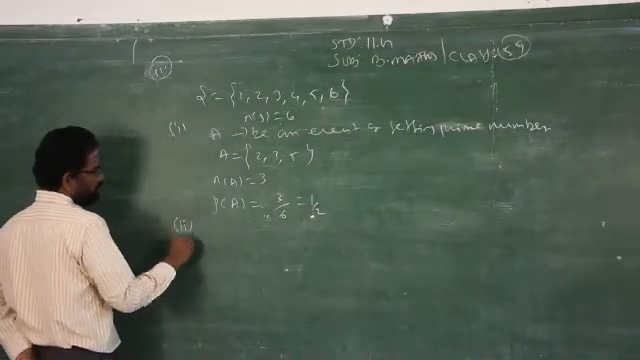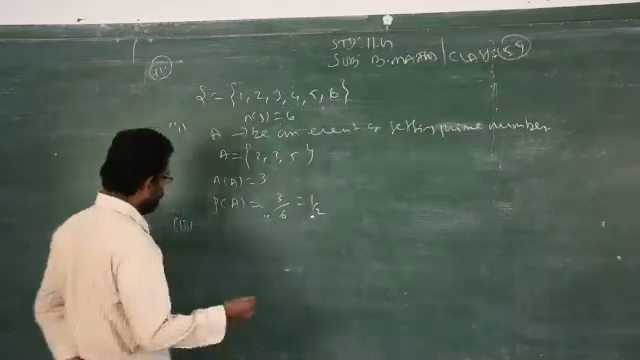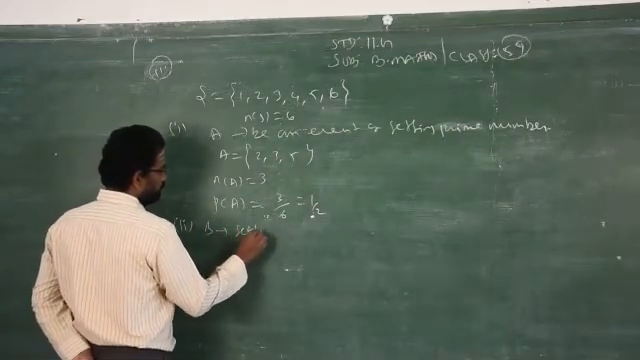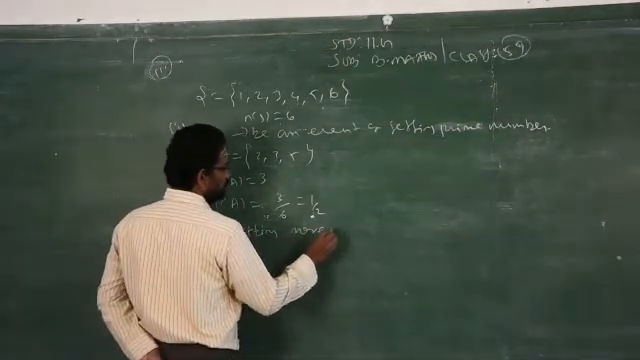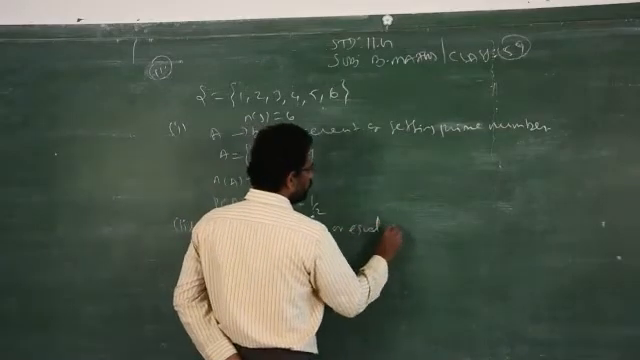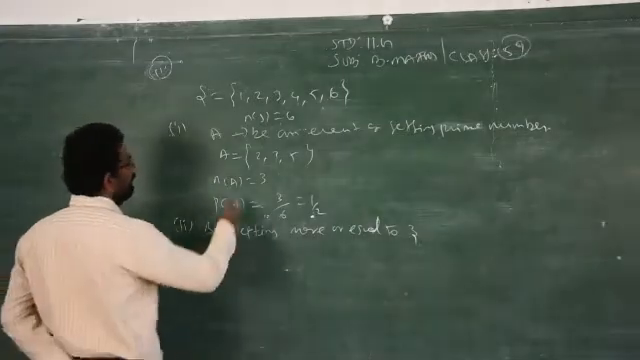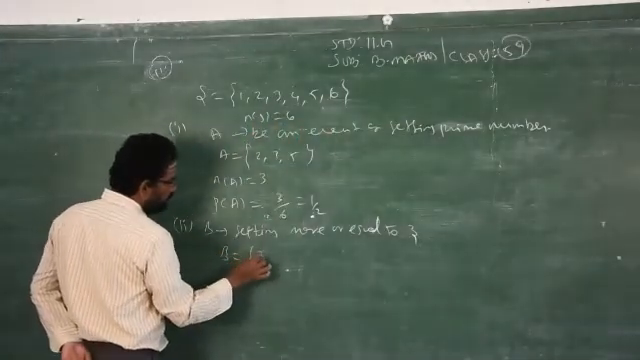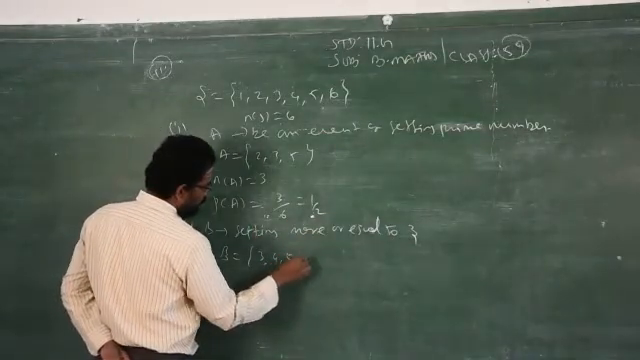What is the second subdivision? The second subdivision is getting a number greater than or equal to 3. So you define B as getting a number more than or equal to 3. You have to find the numbers which are more than 3. B is equal to, you have to include 3 also because it is given more than or equal, so 3, 4, 5, 6.